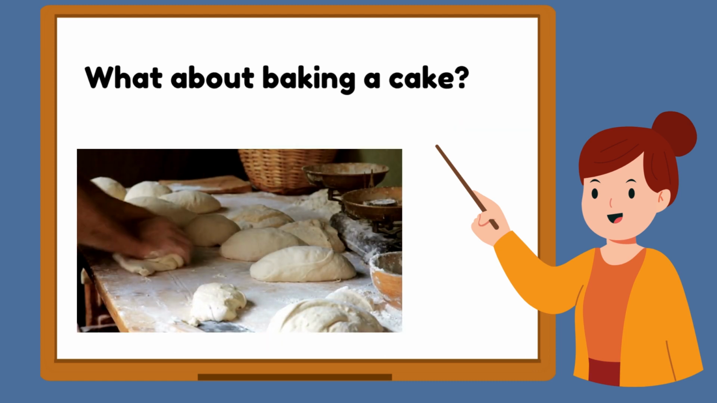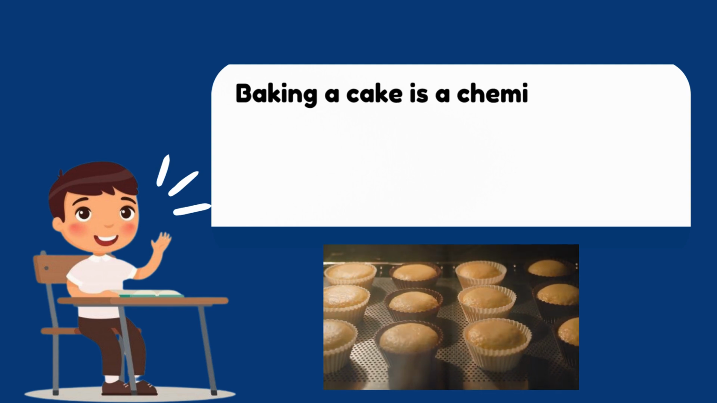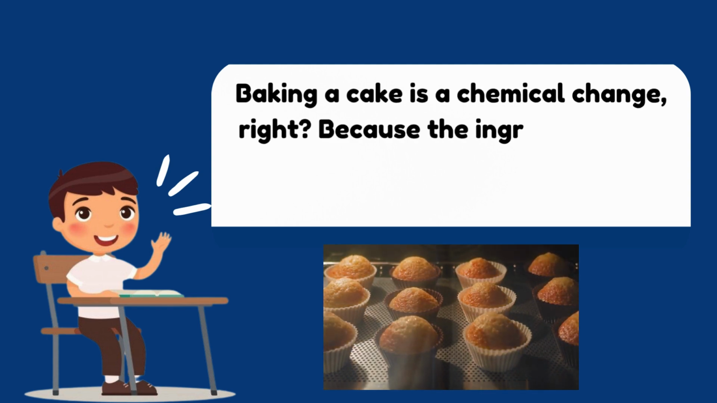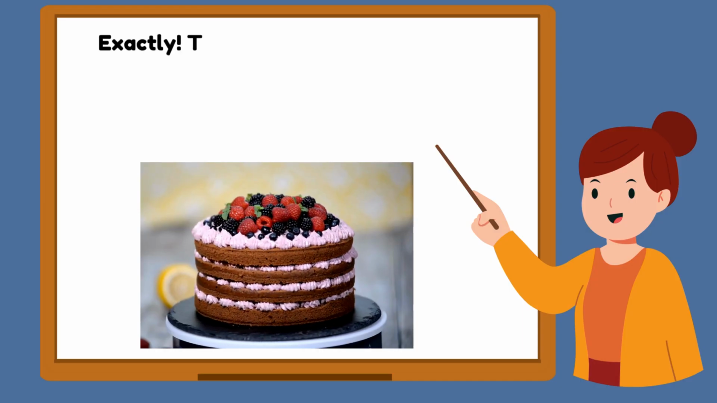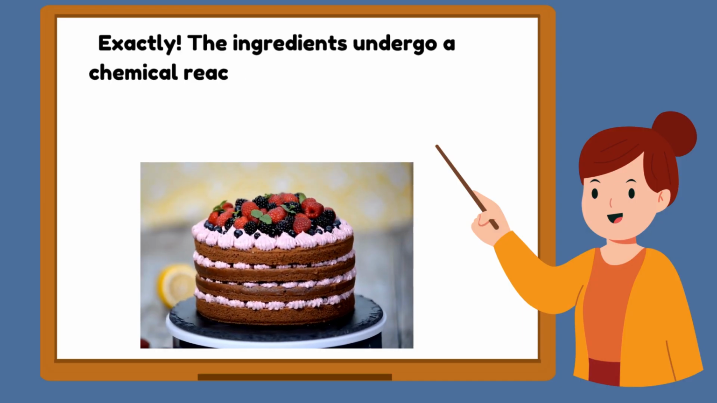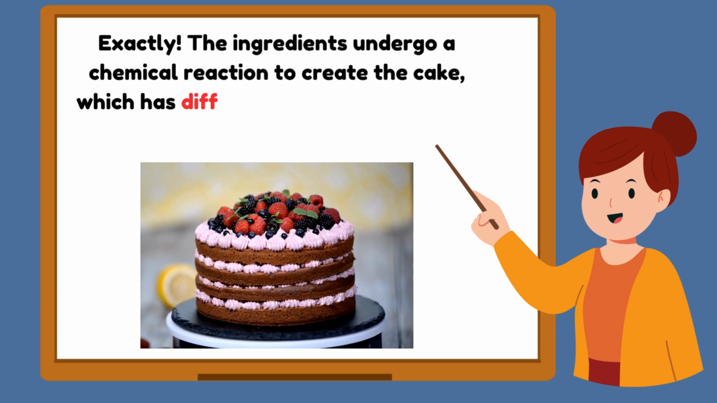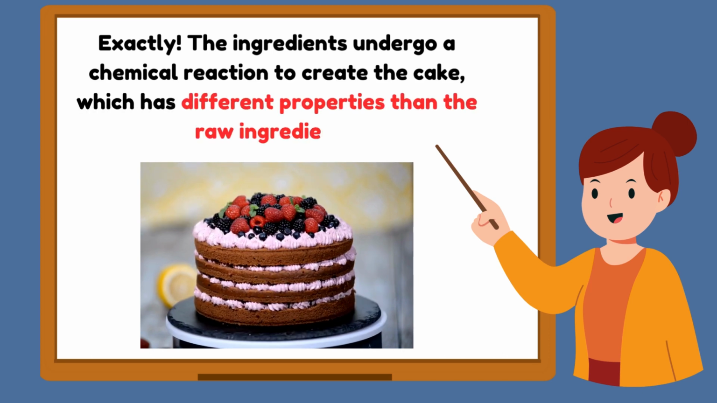What about baking a cake? Baking a cake is a chemical change, right? Because the ingredients mix and change to form a new substance. Exactly. The ingredients undergo a chemical reaction to create the cake, which has different properties than the raw ingredients.